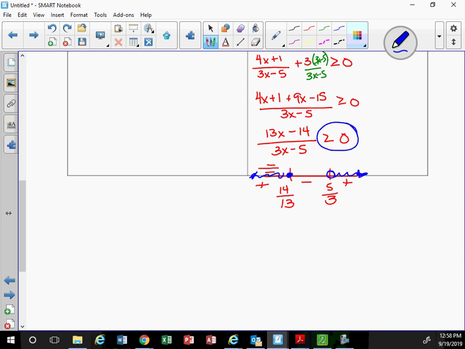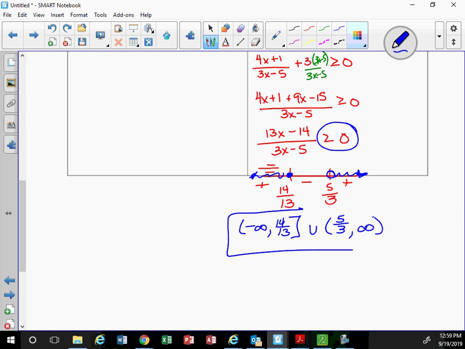You would have negative infinity to 14/13 with a bracket, and then a parenthesis 5/3 to infinity. Okay? Do we get why? What would happen if I included 5/3? Yeah, you'd be dividing by 0. We can't do that. Okay.